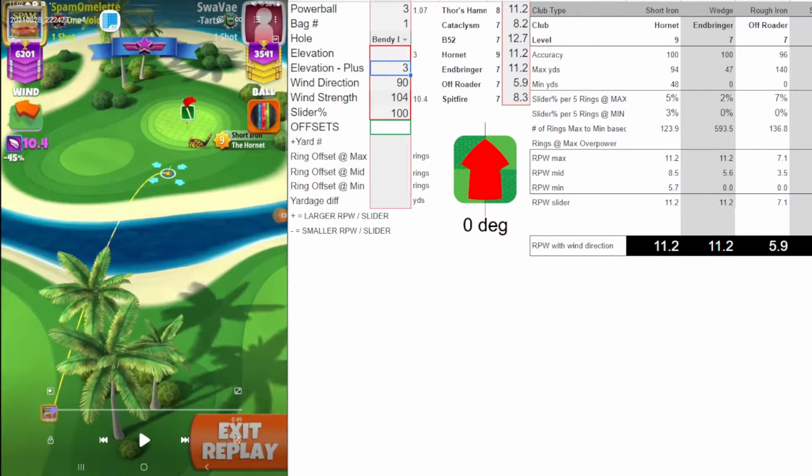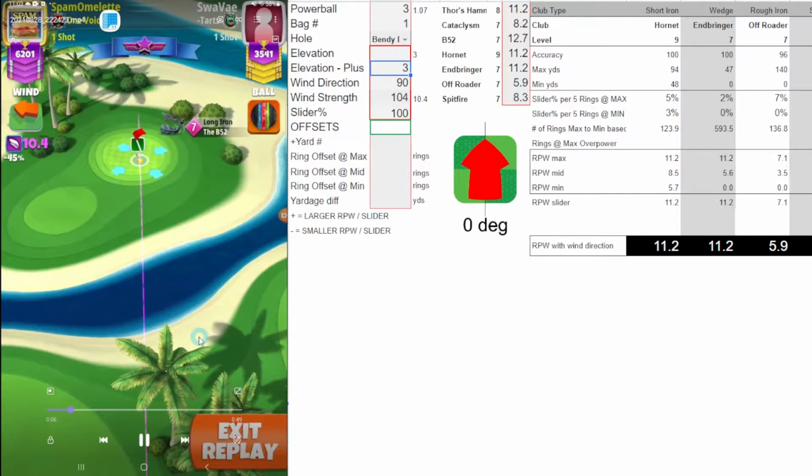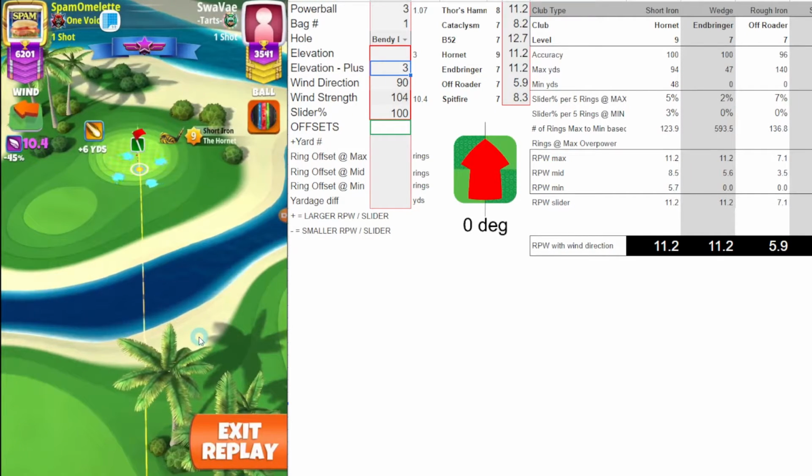Everyone, I want to go over a way to dial in shots using offsets with the Ultimate Golf Flash calculator. This is an actual shot I just took in the mini 9-hole tournament, and I want to share with you how I worked out the approach shot on this hole.